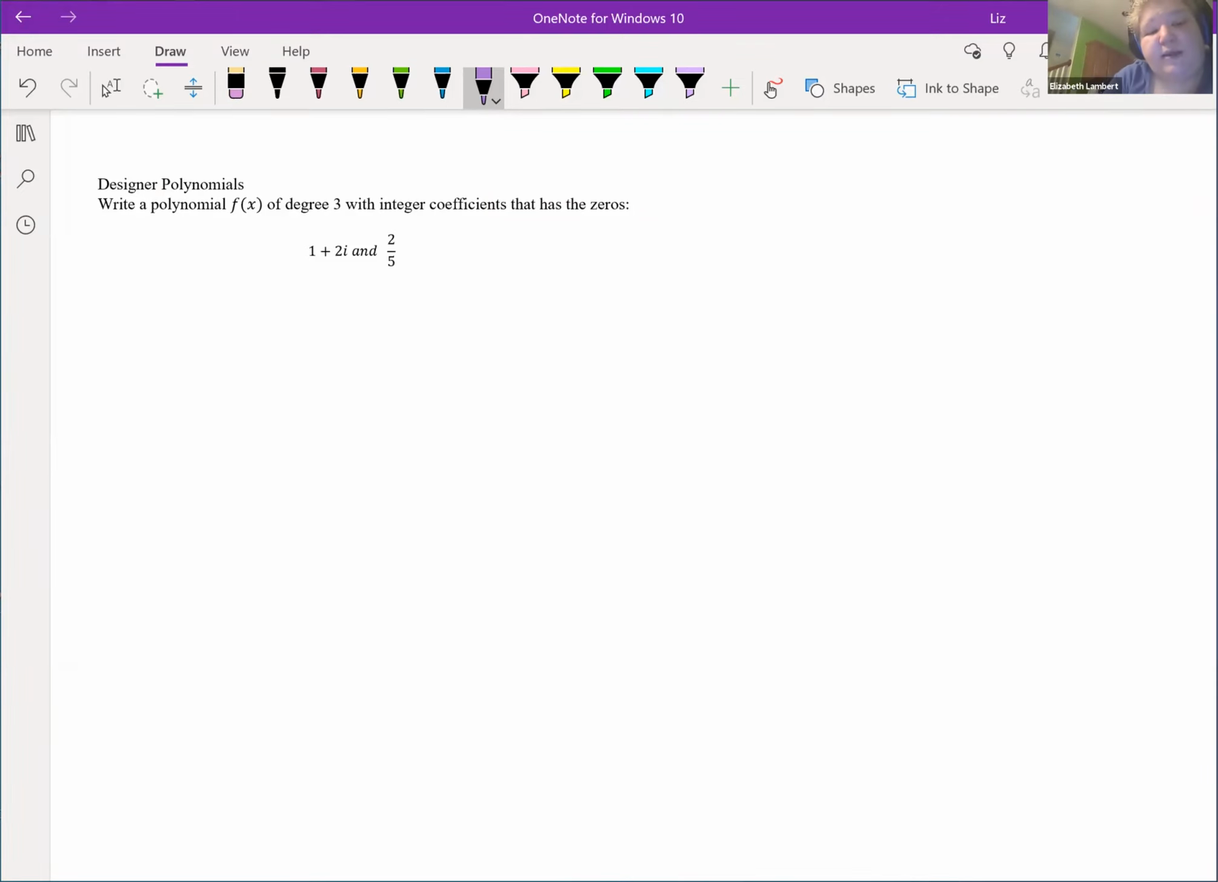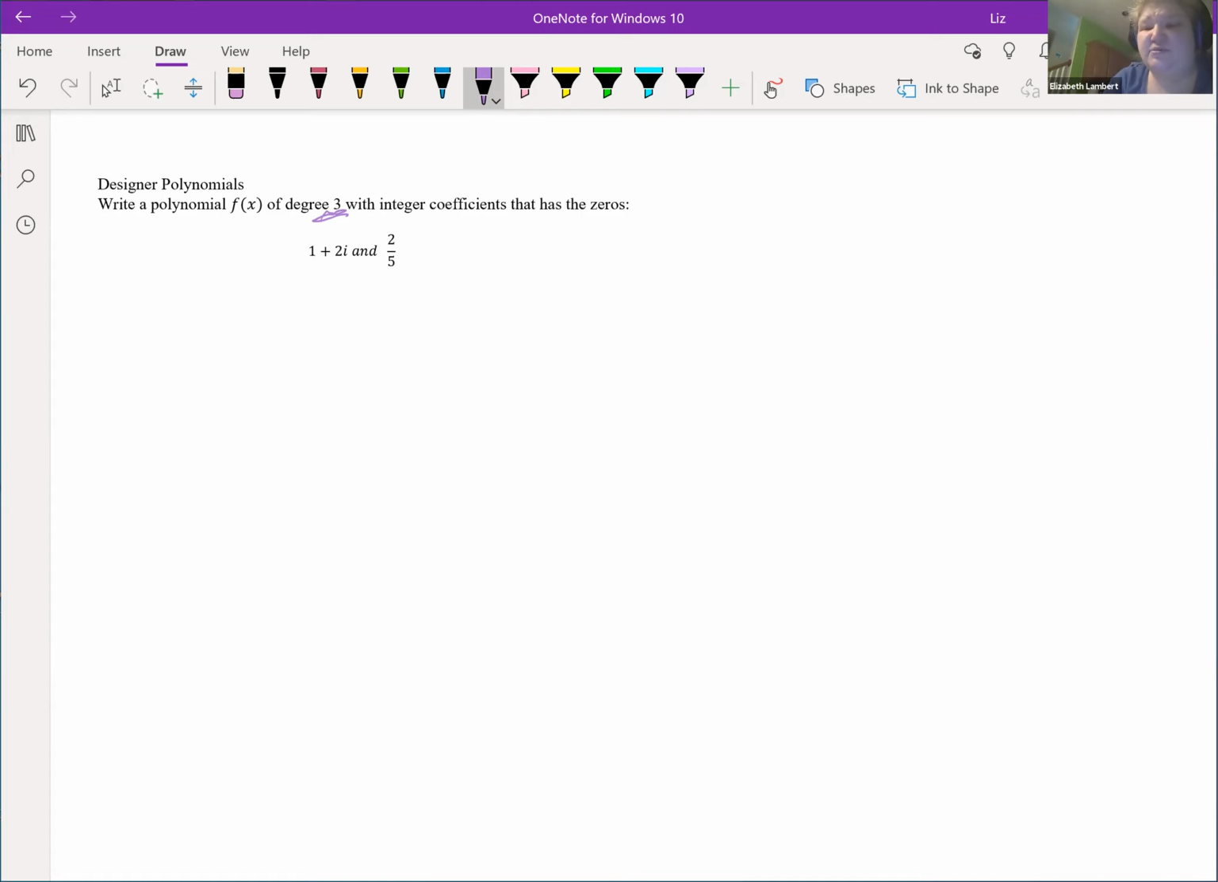So I want to write a polynomial of degree 3, meaning there are at most three factors, but since we're including complex numbers, there are exactly 3 factors. But I want my result to have integer coefficients, and I want it to have these zeros.